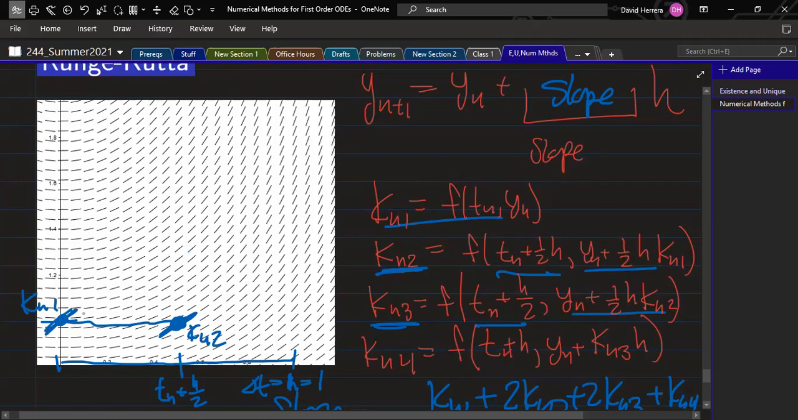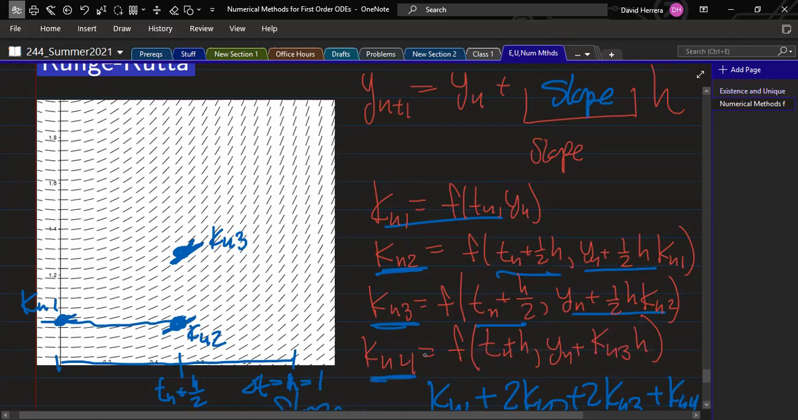So that's about up here. That is actually not a good depiction of the slope. So let me just try to get it better. Like that. So if we went forward, we get up here. And now it's this slope. This slope right here is the slope kn3.